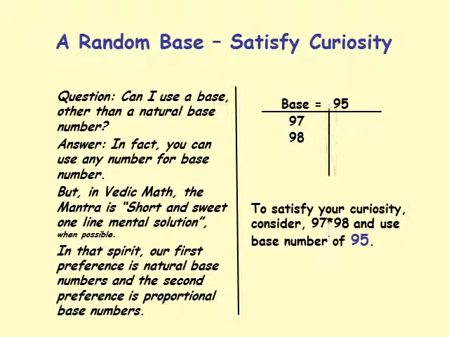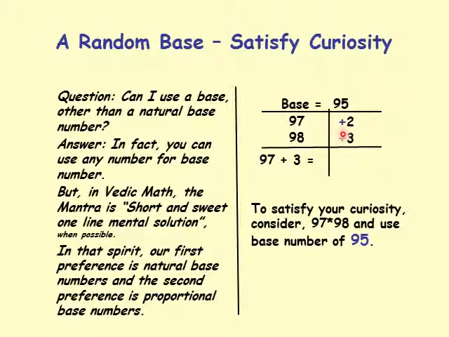Now we compute my deviations. 97 minus 95 is plus 2. 98 minus 95 is plus 3. So we got two deviations. Now we go to determine the left side, which is crosswise. Apply crosswise.